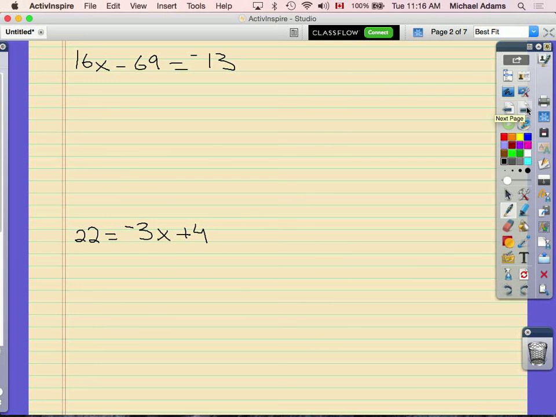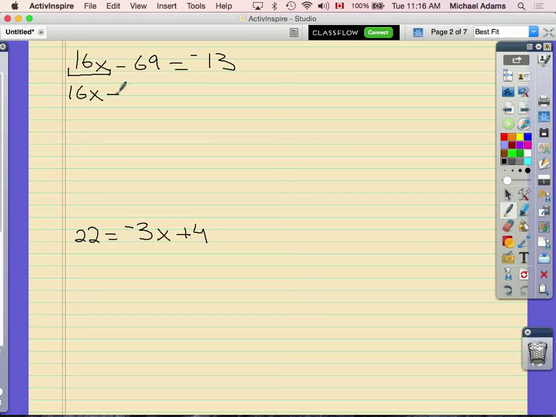So here I have 16x minus 69 equals negative 13. I want to isolate my variable. The variable right now is being multiplied by 16, but we're also taking away 69. So we're going to get rid of this first, this 69. This is a minus 69, so the opposite of a minus 69 is a plus 69.